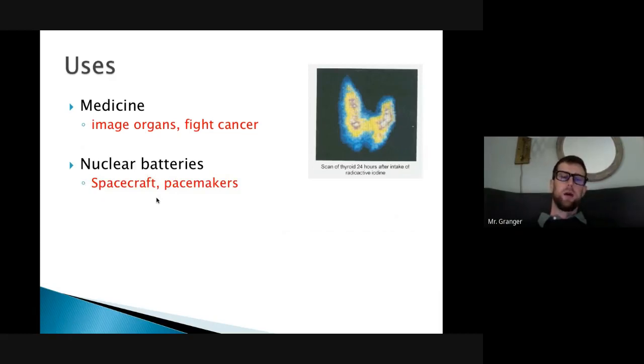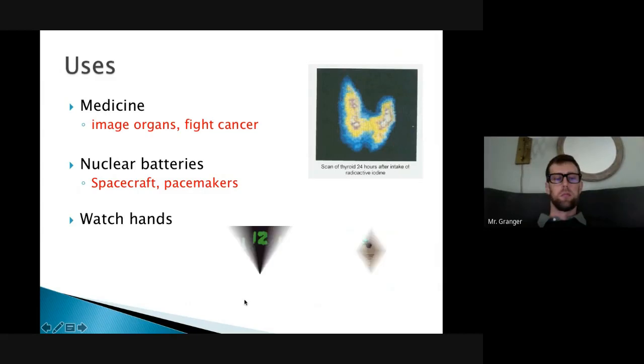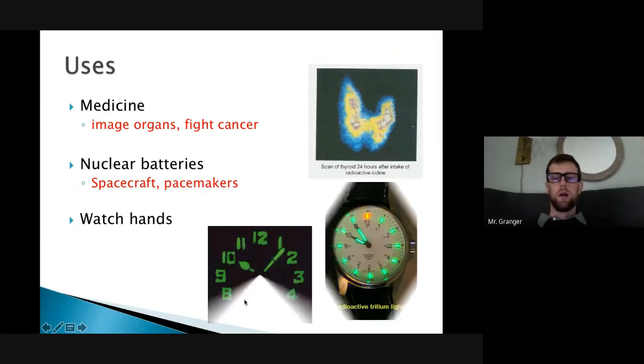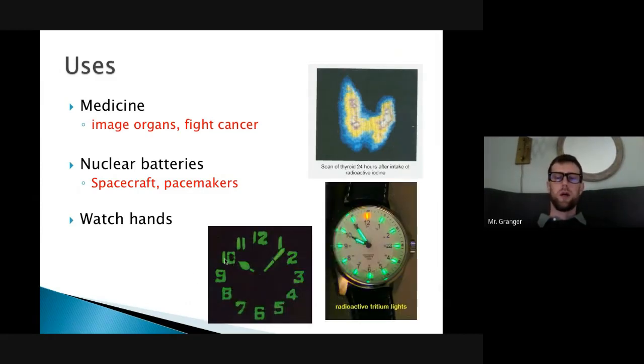We can also make nuclear batteries. Nuclear batteries are used and important in spacecraft, satellites, pacemakers, right? So that they can continue to run for long periods of time without needing any intervention or maintenance. They've also been used for glow-in-the-dark watch hands at different times. So radioactive tritium, like this watch example here on the right.